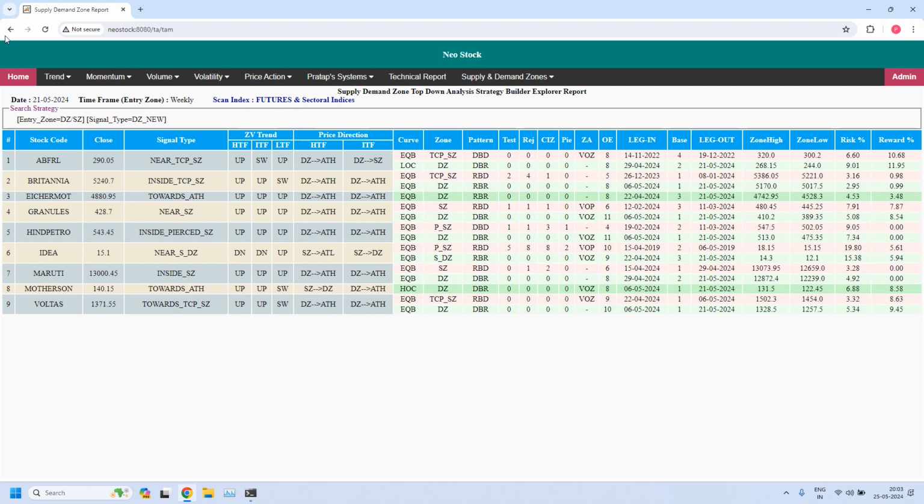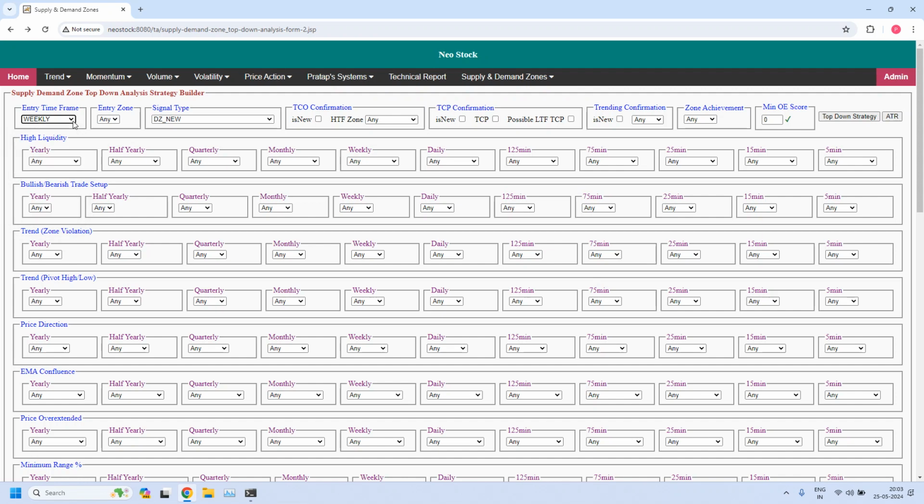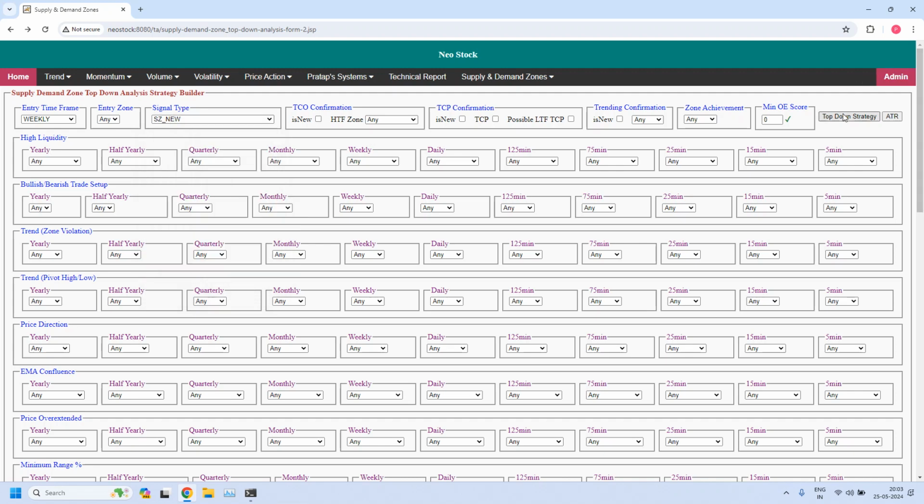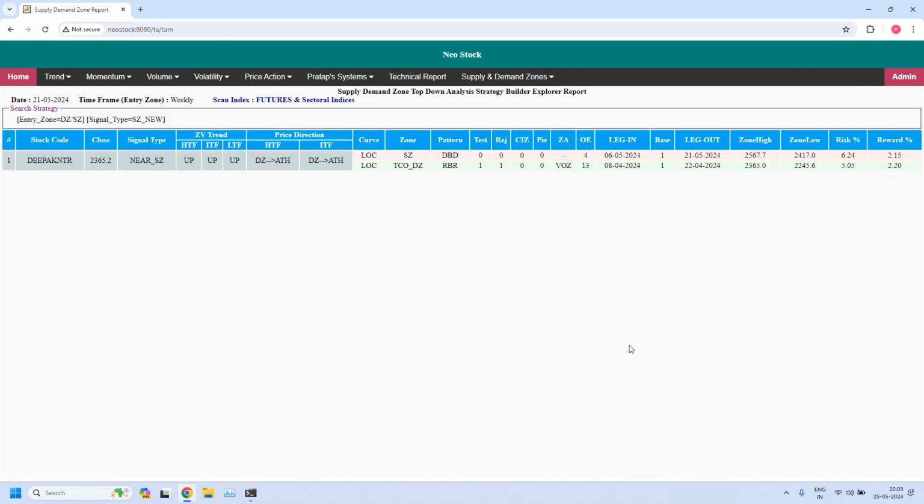Okay, let me go back. For the weekly time frame, let us find the stocks having newly created weekly supply zones. Only one weekly supply zone is created during this week. Now let us identify the weekly zones having weekly EMA confluence.